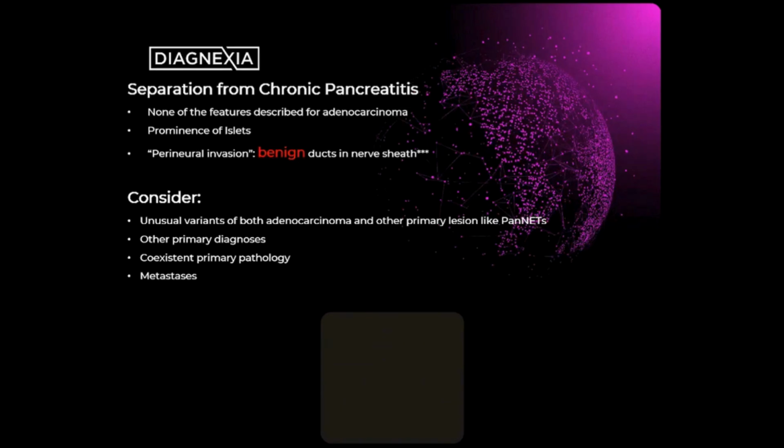If they do not fulfill the criteria for adenocarcinoma to the extent that I've described, remember, in chronic pancreatitis, you can get benign appearing reactive ducts compressed into nerves. So just be careful of that. When you're looking at the case as well, be aware of unusual variants of adenocarcinoma. You can get a foamy cell and a variety of others.